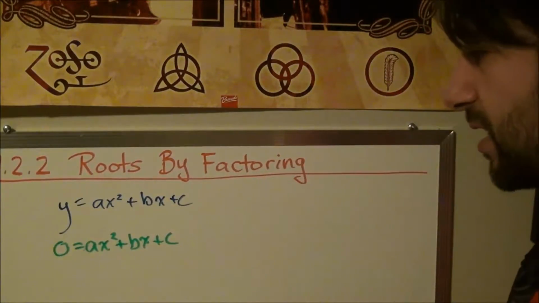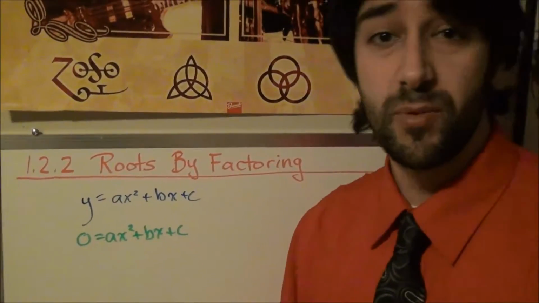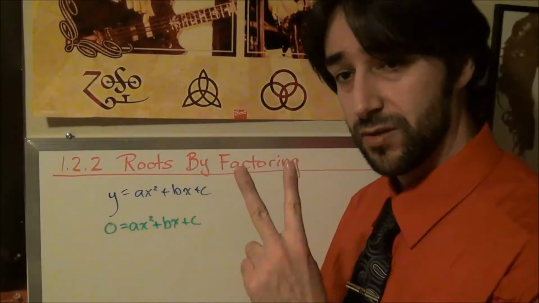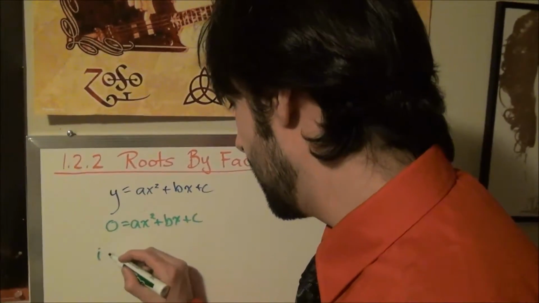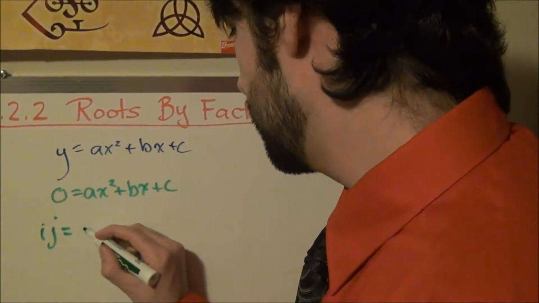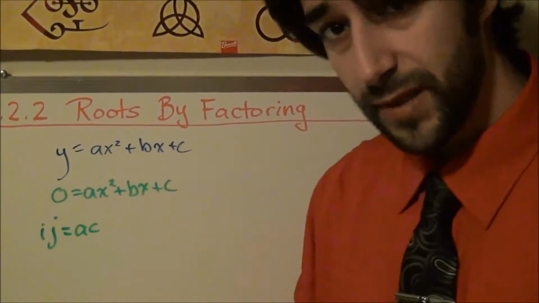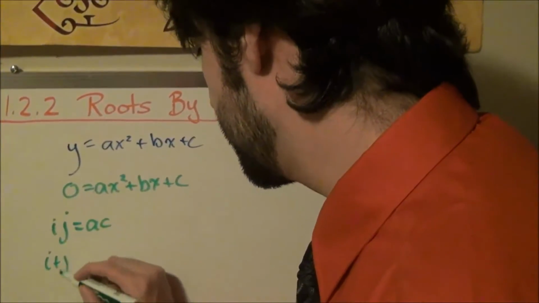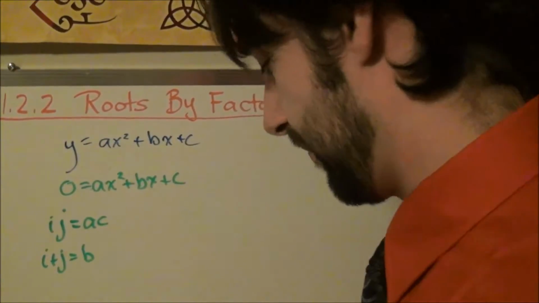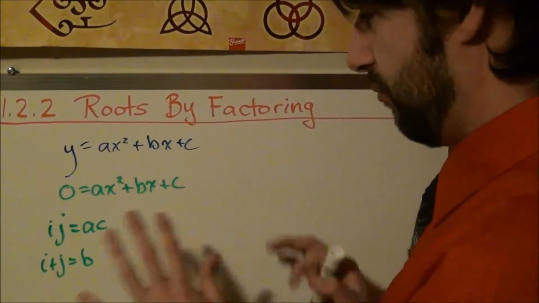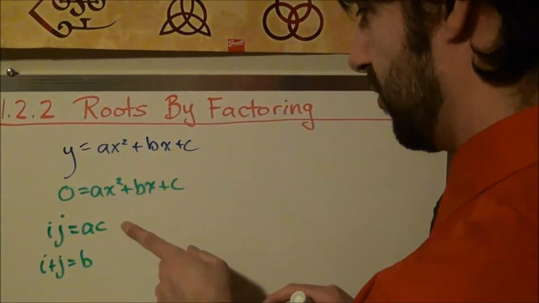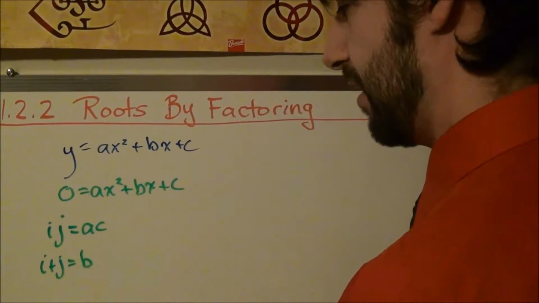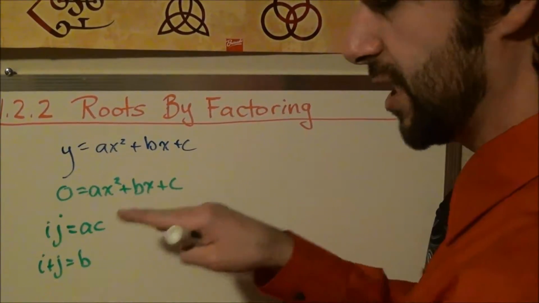In order to do this, we need a couple of dummy variables, and we're going to call those dummy variables i and j. i and j will be defined by the following two conditions. First of all, i times j has to equal a times c. The second necessary condition is that i plus j equals b. Now, when you're given the quadratic function, you will know a, c, and b, but you won't know i and j. This is two equations with two unknowns, which in general you can solve.